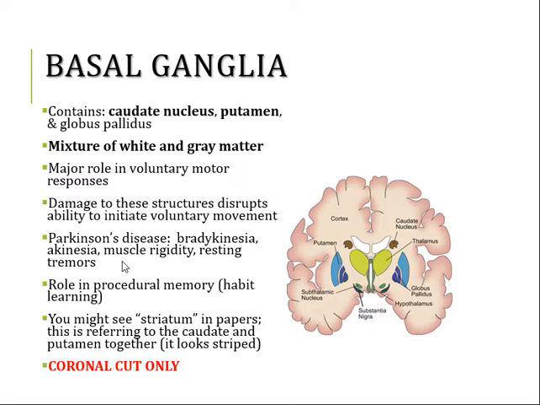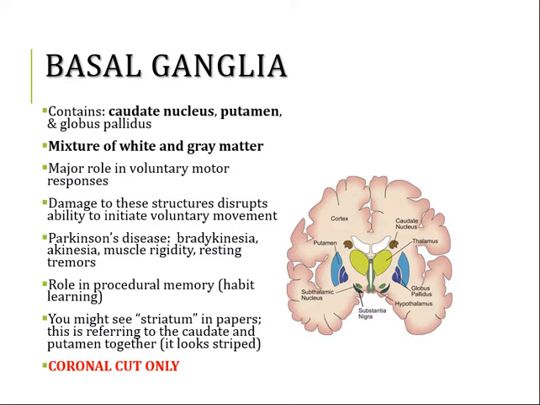And just as another note, you might see the phrase striatum or striatum in papers, and this is referring specifically to the caudate and the putamen, and it's striped in appearance, which is why it's called the striatum. We like to look at the striatum specifically because it plays a role in cognition, motivation, reinforcement learning, and potentially some types of reward. So it's a very interesting portion of the basal ganglia.